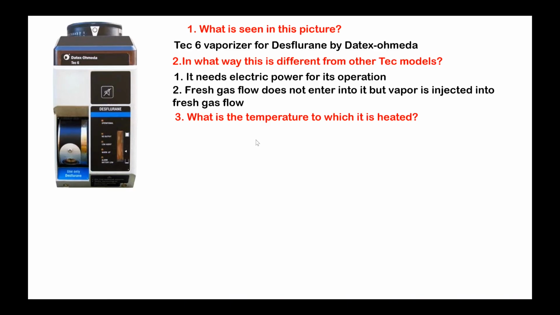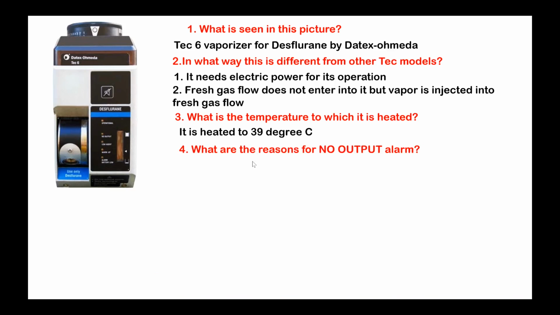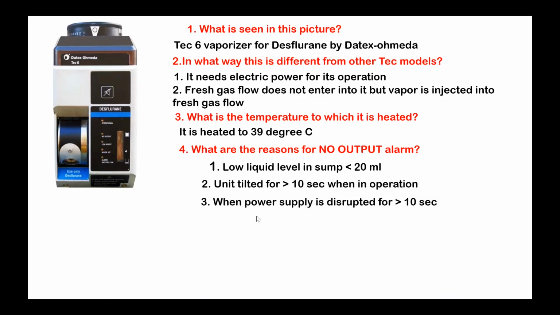Are you all using it in your OT? No, sir. 39 degrees. What are the reasons for a no output alarm in this? Maybe because of low liquid level, less than 20 ml in the sump or the evaporation chamber, unit tilted for more than 10 seconds in operation, when power supply is disrupted for more than 10 seconds, and due to internal malfunction.